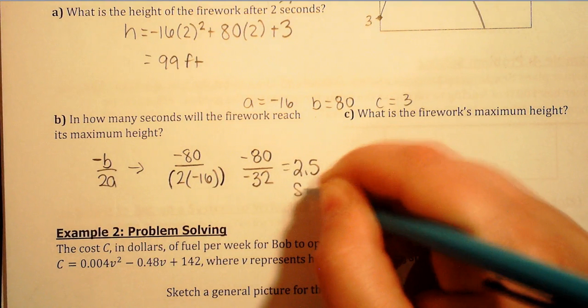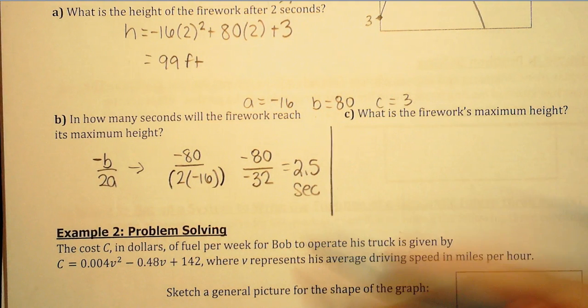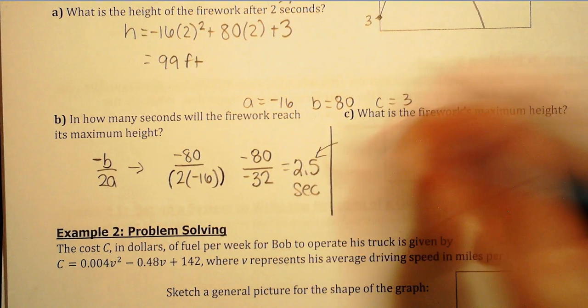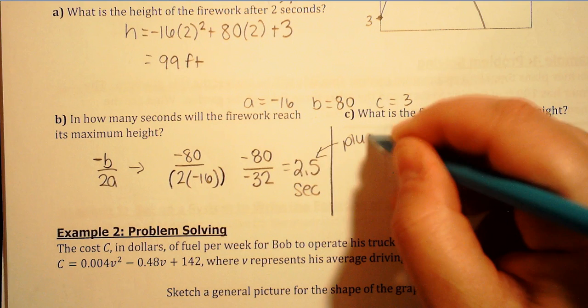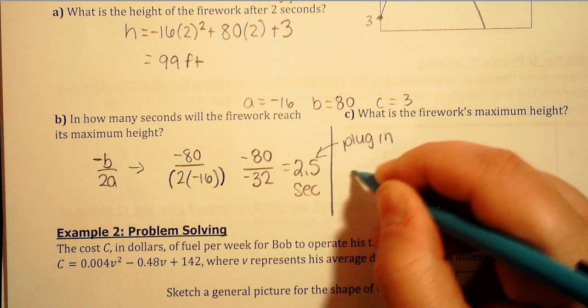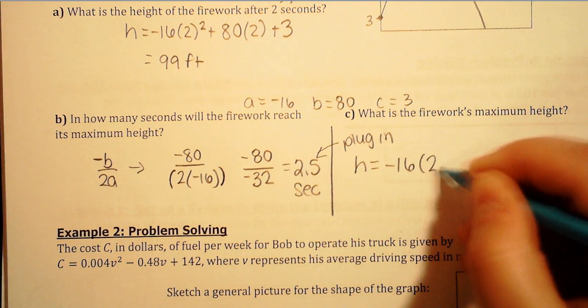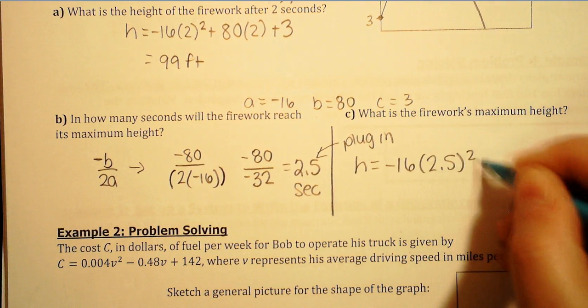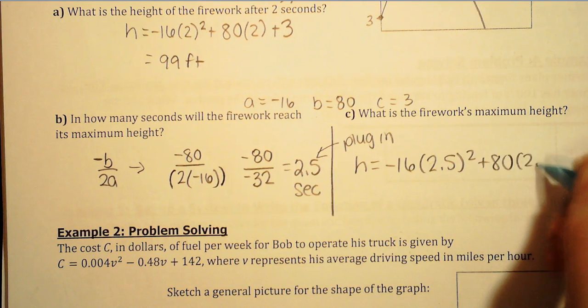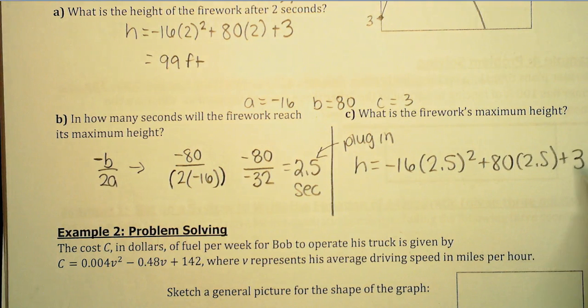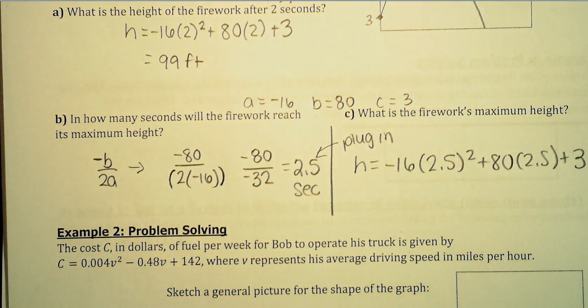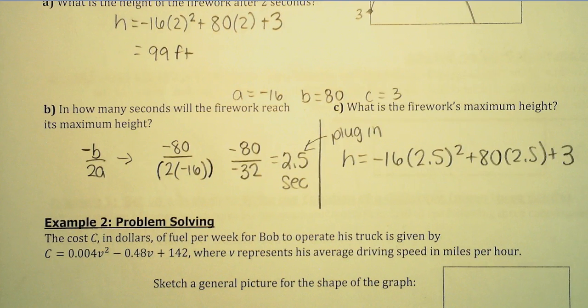Now this is the time. Once you have the time, to get the height, you just plug that number in. So into my equation, I know you guys can't see this on the screen right now, but I would do negative 16 times 2.5 squared plus 80 times 2.5 and then plus the 3. So everywhere I see an x, I'm going to replace that.